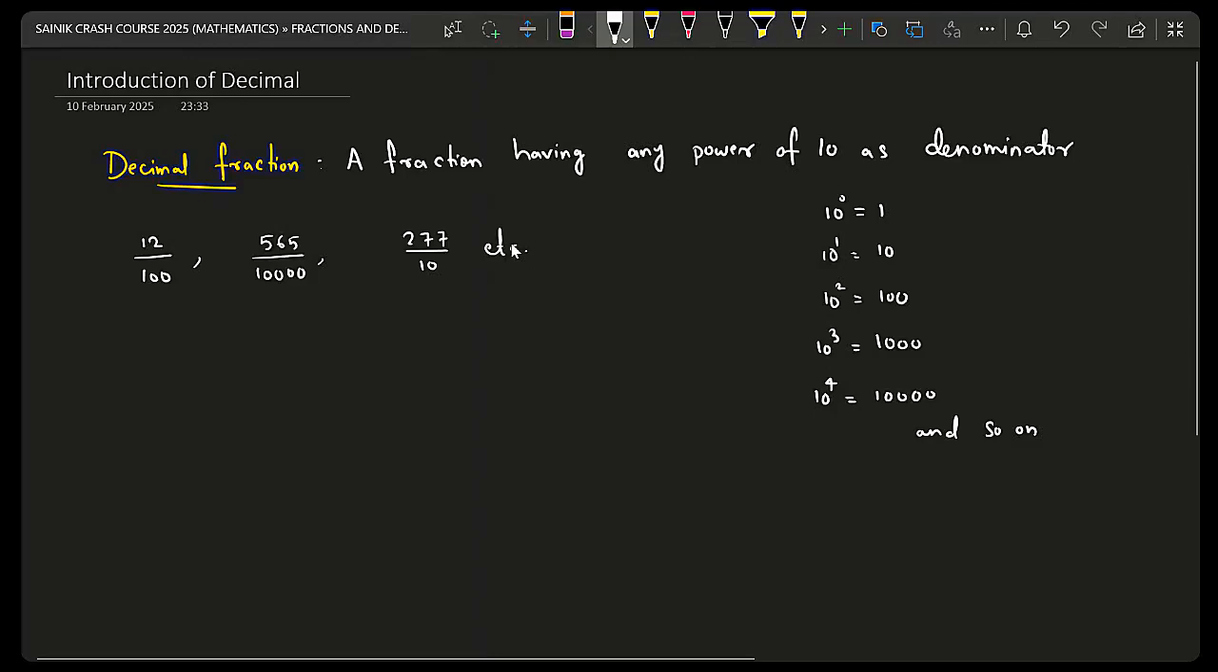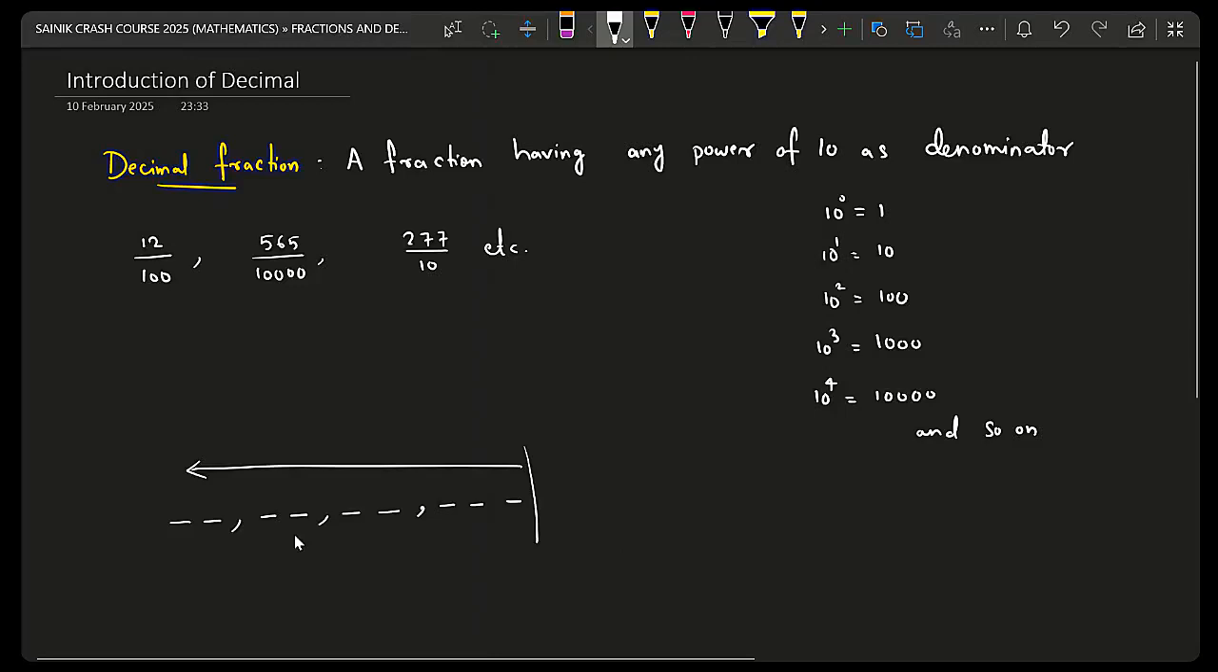Now, every decimal fraction can be expressed in terms of decimal. But before we write in terms of decimal, we should know what are the decimal places. See, everybody knows this. Ones, tens, hundreds. If it is Indian system, we put comma here, and thousands, 10,000s, lakhs, 10 lakhs, crores, 10 crores. So from right to left, we know all these places.